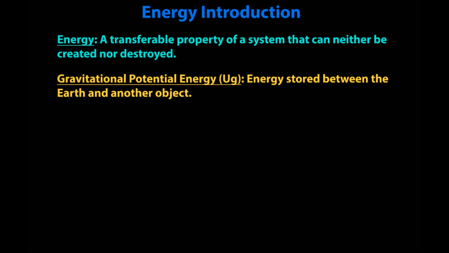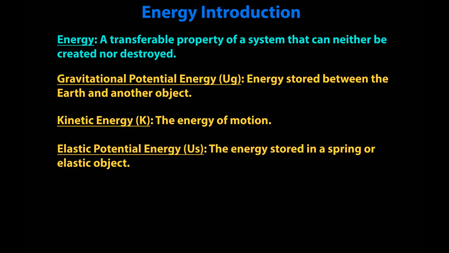The second type of energy we'll be dealing with is kinetic energy, the energy of motion. Basically, any object that has mass and velocity has kinetic energy. Not to be confused with momentum, which is what we just did. The third type of energy we'll be talking about is elastic potential energy, the energy stored in a spring or elastic object. So this is energy stored if you pull back a bow to fire an arrow, if you pull back a spring in a pinball machine, or if you squeeze a tennis ball and then watch it pop back into shape.